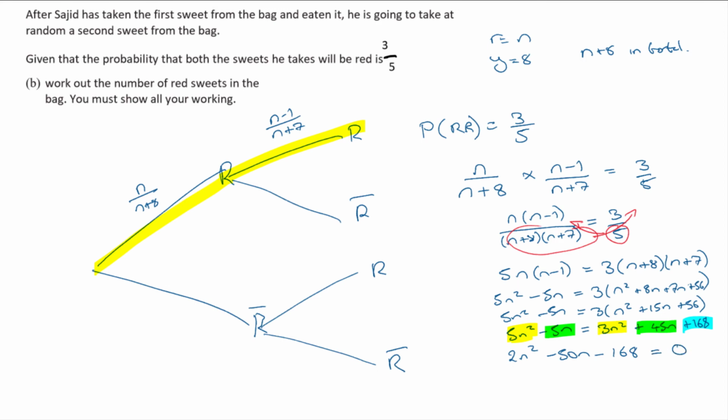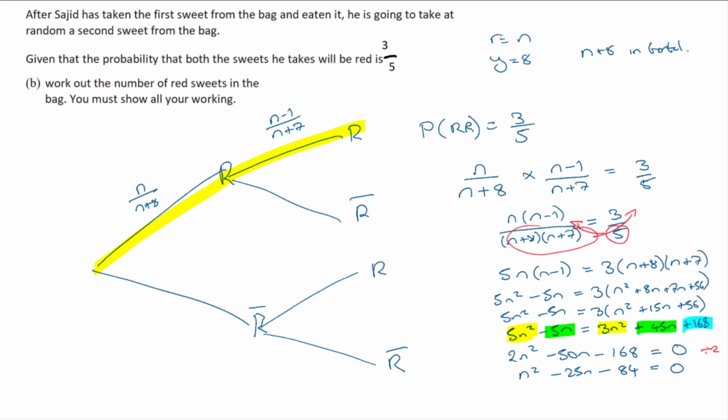Now I can simplify things just by dividing everything through by 2, because they're all even numbers, and I've got a 2 in front of my n squared term. So just dividing everything by 2, I'm going to get n squared minus 25n minus, what's half of 168? That's 84. So n squared minus 25n minus 84. Getting somewhere, I feel like we are. Does that factorize? I hope it does. That's going to make my life a whole lot easier.